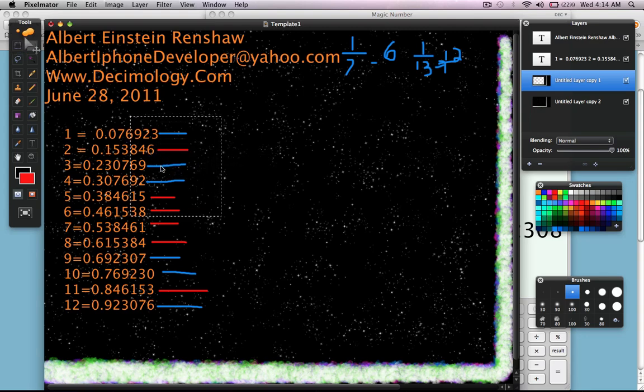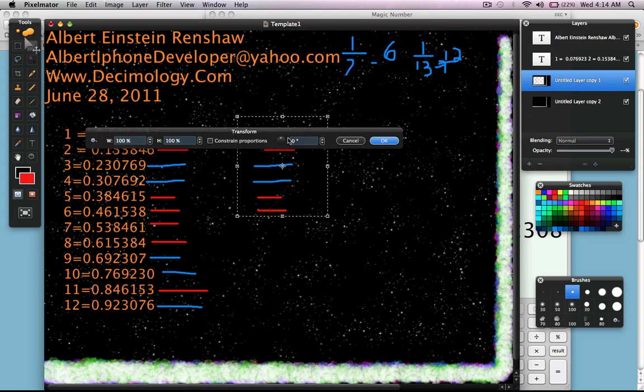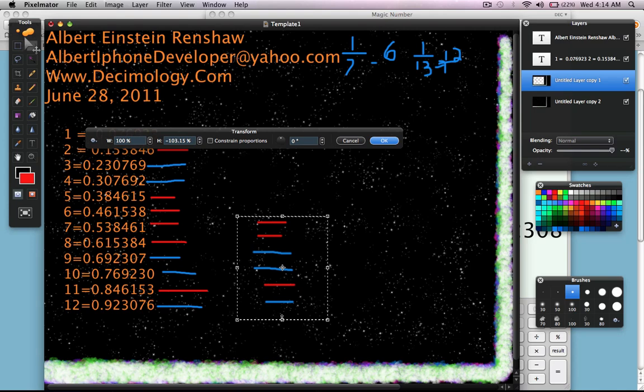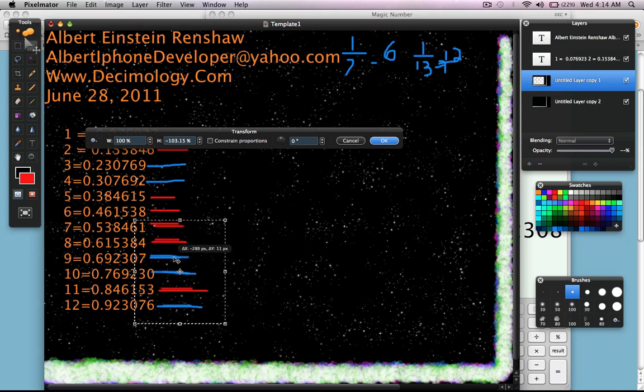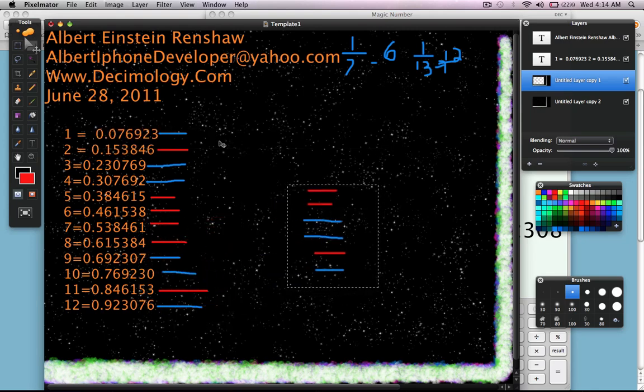I'll take this first set, I'll drag it over here, and I'll flip it upside down, right? And you'll see that it is the same as the bottom. It's the same: red, red, blue, blue, red, blue. So there is a pattern to which number set we alternate between.